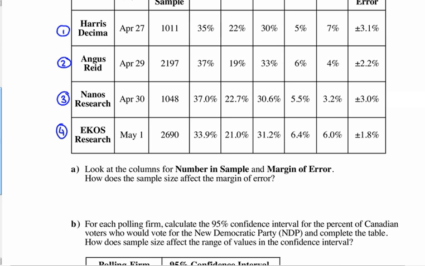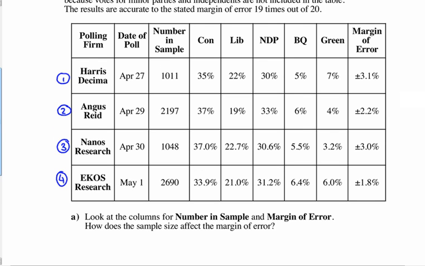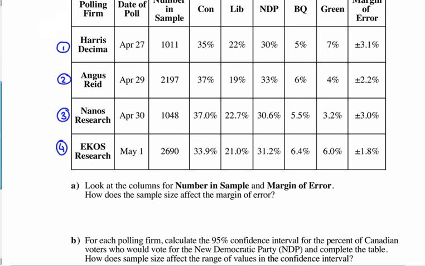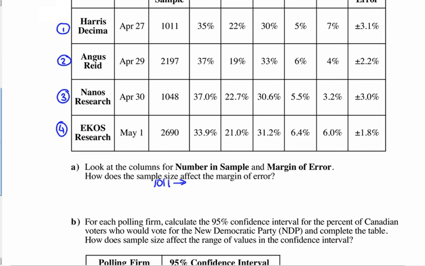How does the sample size affect the margin of error? Let's take a look. There's 1,011 people in the sample, and the margin of error was 3.1. Another sample had 2,197. I'm just going to write these down because it might be easier to see. When our sample was 1,011, we got an error of 3.1%. When our sample was 2,197, my error was 2.2%, plus or minus.